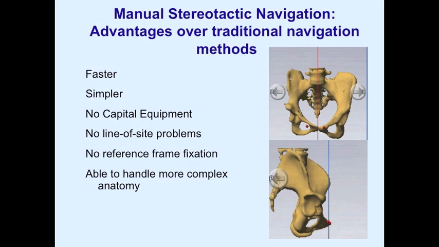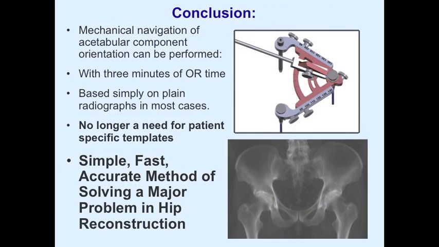So we have some advantages to using mechanical navigation. It's much faster. It's simpler. There's no line of sight problems. There's no capital equipment issues. We don't have to fix reference frames. And we're able to handle much, much more complex anatomy, which typically fails with CT-based or image-free navigation.